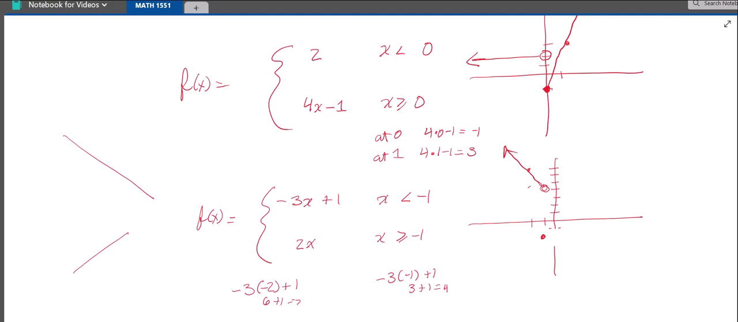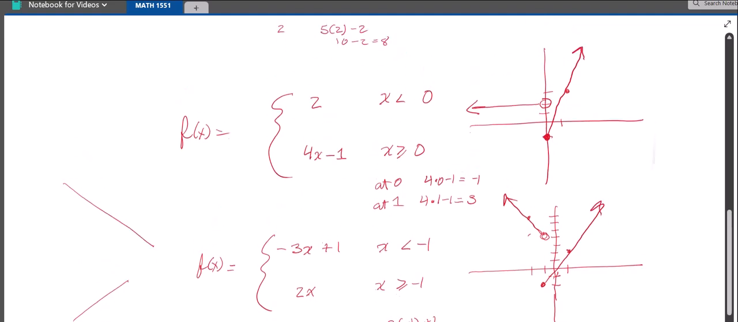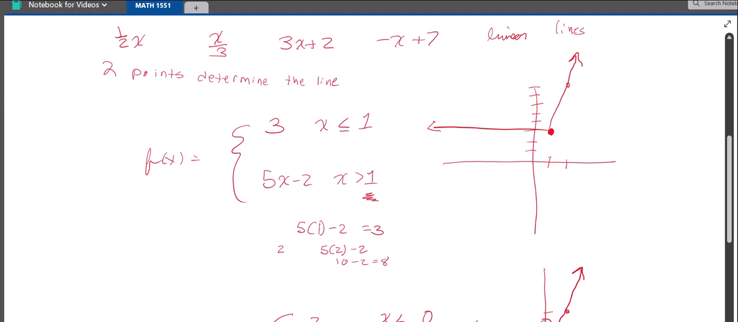And then I need one more point. And so I'll plug in 1, and at 1 it's equal to 2. And so my line looks like this. Now, if I were asked if these graphs were continuous or not, I would say this one's continuous. And the reason why it's continuous is 3 is continuous, and 5x minus 2 is continuous. And so the only point we have to check is where they meet up.